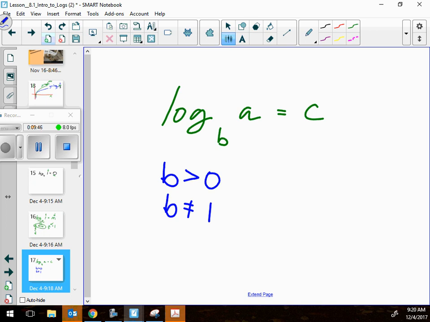All right. So next up, the rules about A. A is simpler. A just needs to be greater than 0. The argument cannot be negative and it cannot be 0.